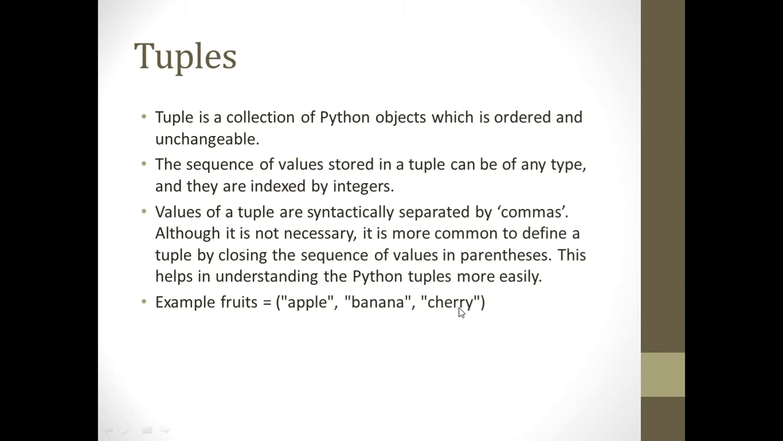Now let us consider tuples. A tuple is a collection of elements. They are immutable. That is, I cannot change the values that are there in the tuple. They can be of any type, and again they are accessed by index like a list. But lists are mutable. I can change the values in the list, but tuples are not mutable.